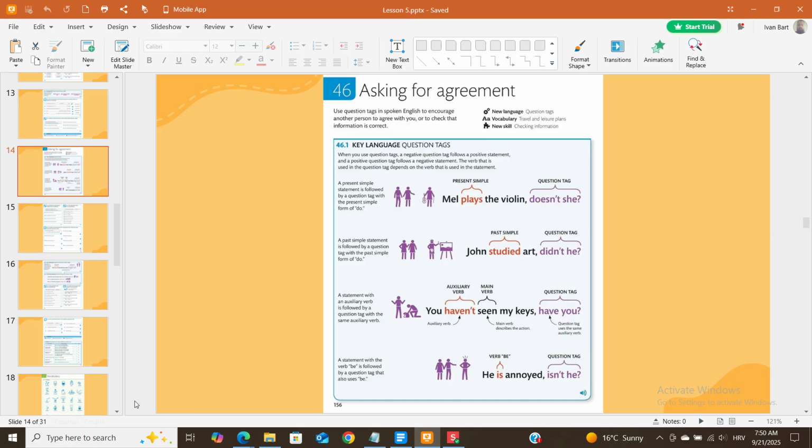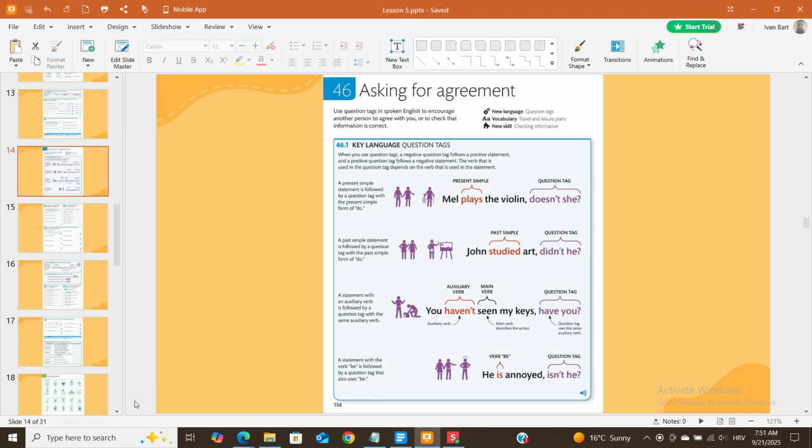46.1 Key language: question tags. New language: question tags. Are vocabulary, travel and leisure plans, new skill: checking information. When you use question tags, a negative question tag follows a positive statement, and a positive question tag follows a negative statement. The verb that is used in the question tag depends on the verb that is used in the statement. A present simple statement is followed by a question tag with the present simple form of do.